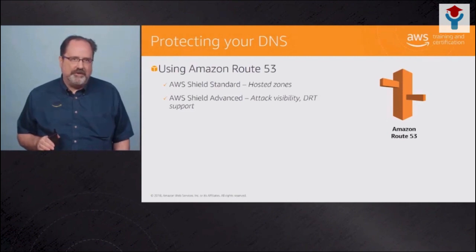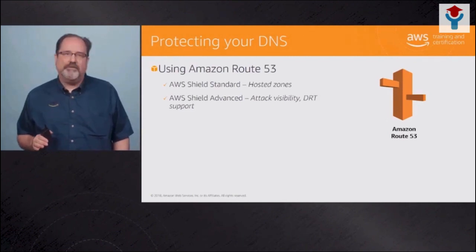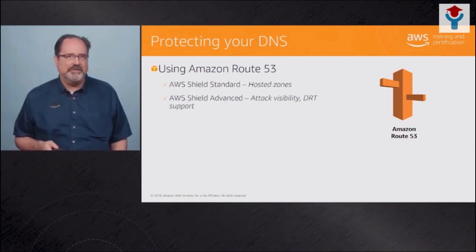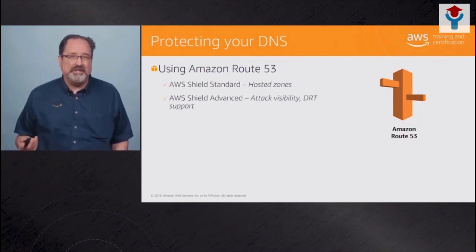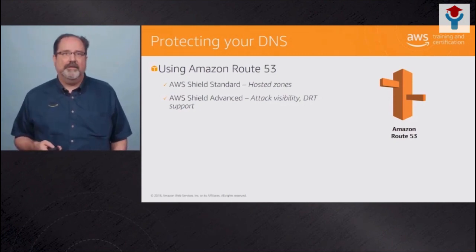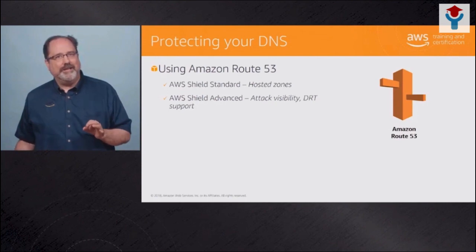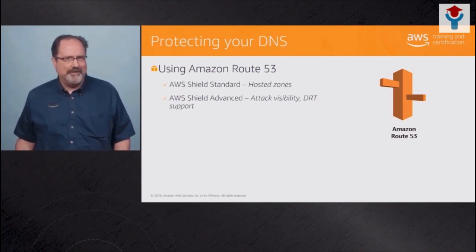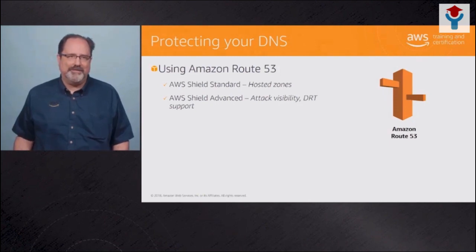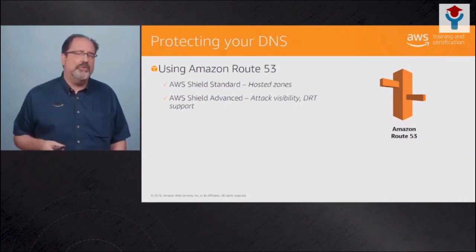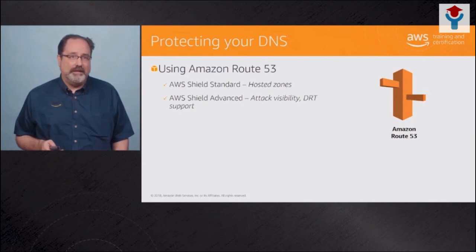AWS Shield Standard protects your Amazon Route 53 hosted zones from infrastructure layer DDoS attacks, including reflection attacks or SYN floods that frequently target your DNS. A variety of techniques, such as header validations and priority-based traffic shaping, automatically mitigate these attacks. The advanced tier provides even greater protection, visibility into attacks on your Route 53, and help from our response team for extreme scenarios.